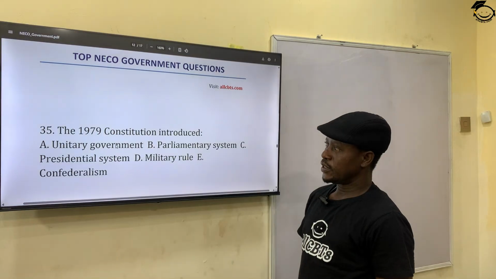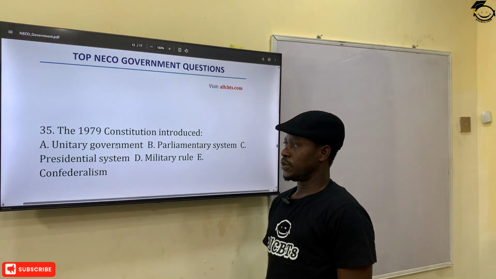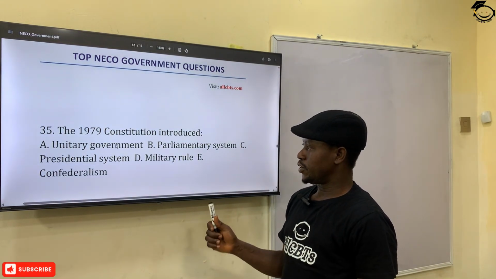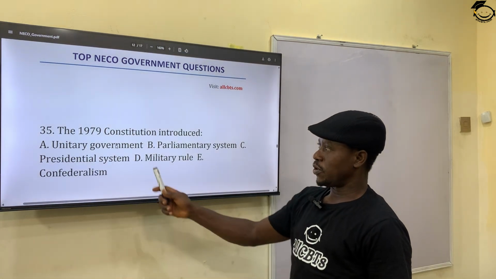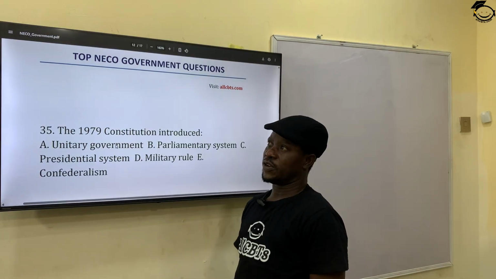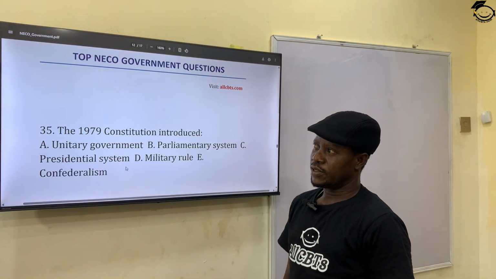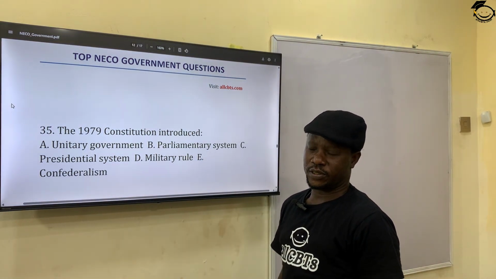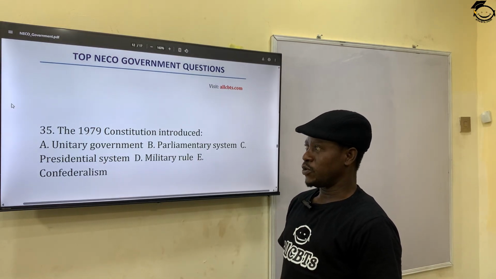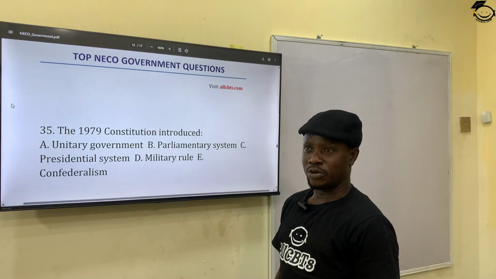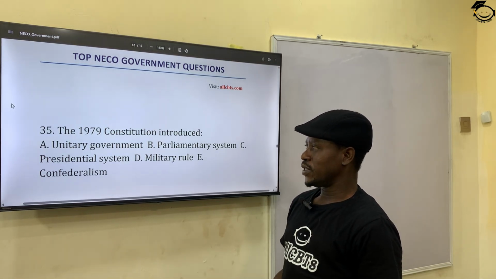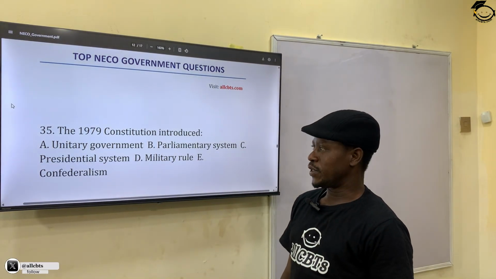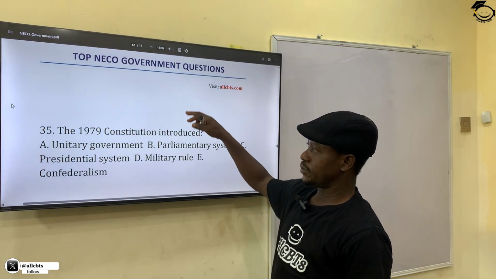The 1979 Constitution introduced: unitary government, parliamentary system, presidential system, military rule, confederalism. If you recollect, this constitution gave us the Second Republic of Nigeria. And in that Second Republic, Nigerian government changed from the parliamentary system to what? Presidential system of government. And that is why we stopped having a prime minister after the military rule of Murtala Obasanjo. We now have what? An executive president, Shehu Shagari. So the correct answer is option C, presidential system. Let's see the next question.